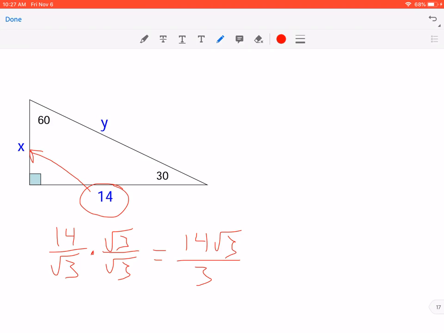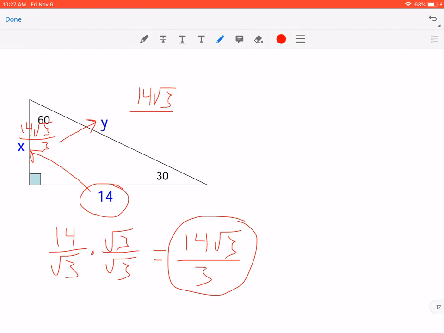Now, can I simplify that? Did the 3's cancel? No. Can I reduce 14 over 3? No. Leave it. So x is equal to 14 radical 3 over 3. How do you get from short leg to hypotenuse?